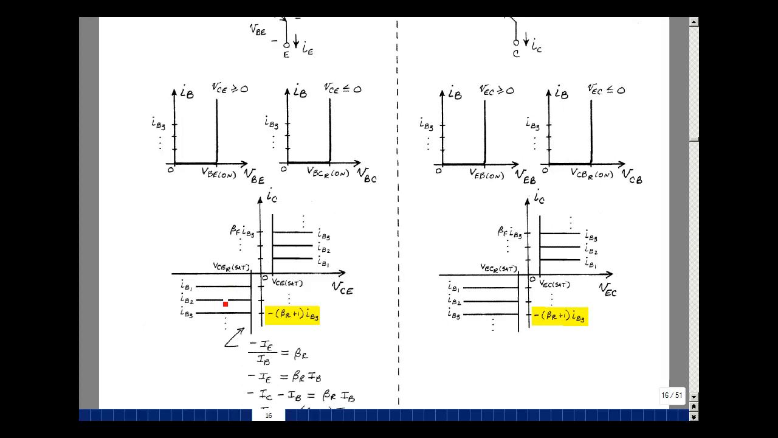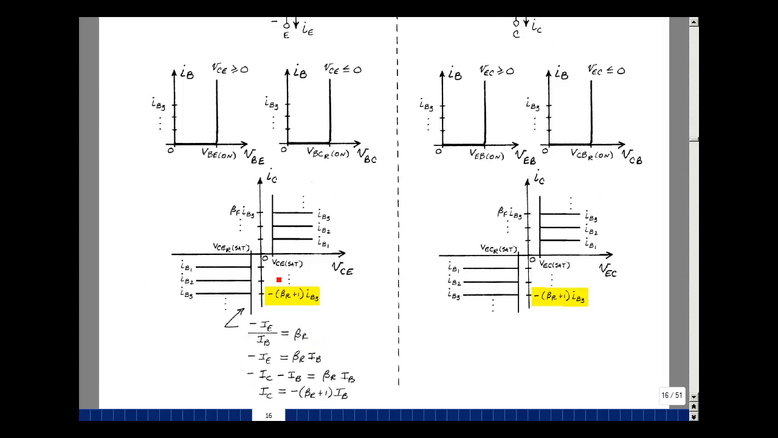We also had in this quadrant from our Ebers-Moll model this relationship that the ratio of minus I sub C to I sub B was beta R. And we showed with some algebra, because the emitter is not shown on here, that the collector current is the negative of the quantity beta R plus 1 times I sub B.